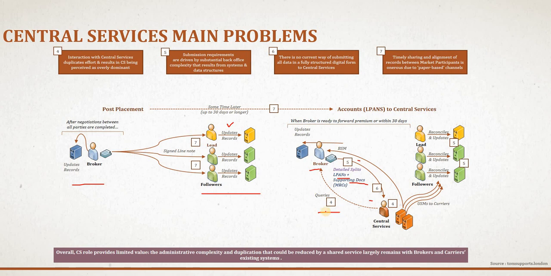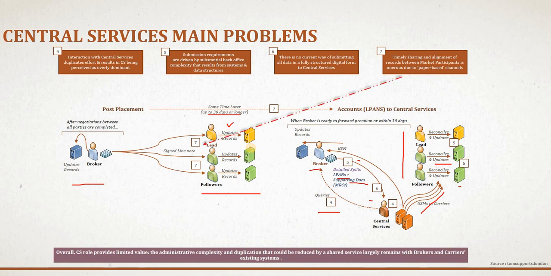Central services in turn require a lot of query resolution before processing the business. And once they process the business, they send the information back to the carriers, and then the carriers update their information back to their system. And sometimes it goes up to 30 days or longer in order to transact the business. Now let's see how these 4 root causes are affecting the existing processes.